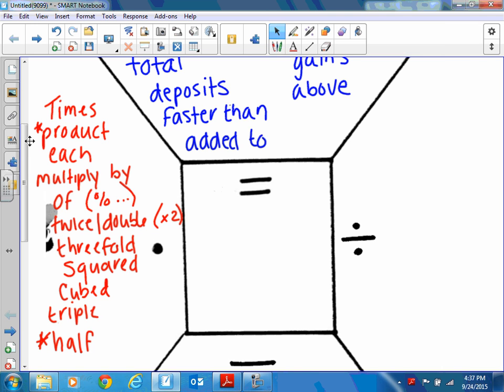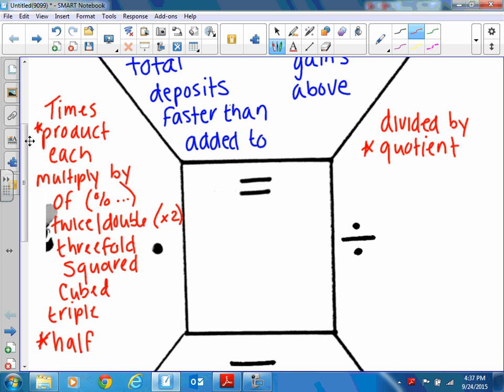So we got division coming up next. We, of course, have divided by, quotient. So like product for multiplication, quotient is a very popular one in algebra. Separate. Split. Let's say you were splitting something 4 ways. Per. And of course you got that half in there. And that's it for division.